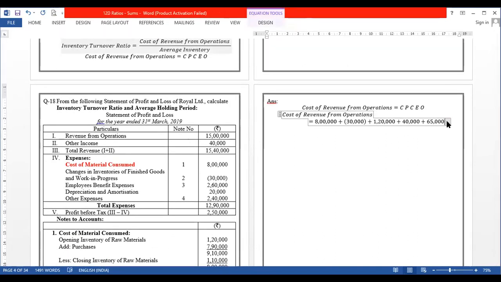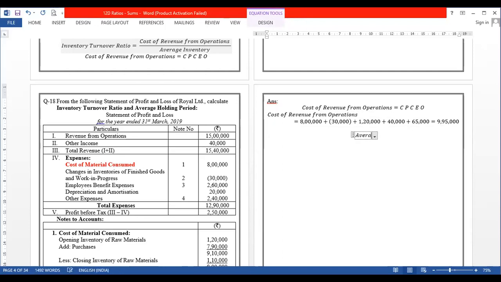Yes, if anyone of you can get me the total, 8 lakh minus 30 plus 120 plus 40 plus 65. 9,95,000. Okay, that's very correct. So I have cost of revenue from operations with me.